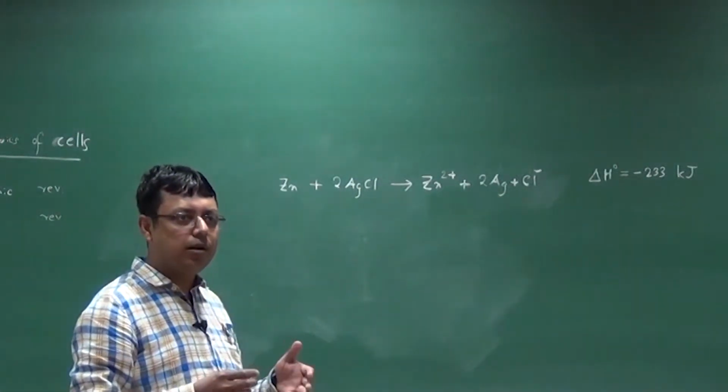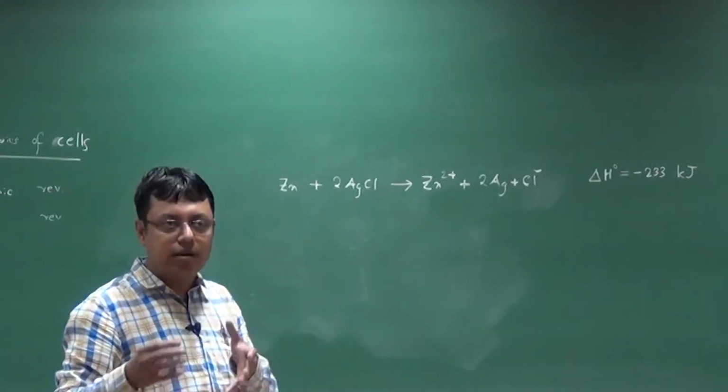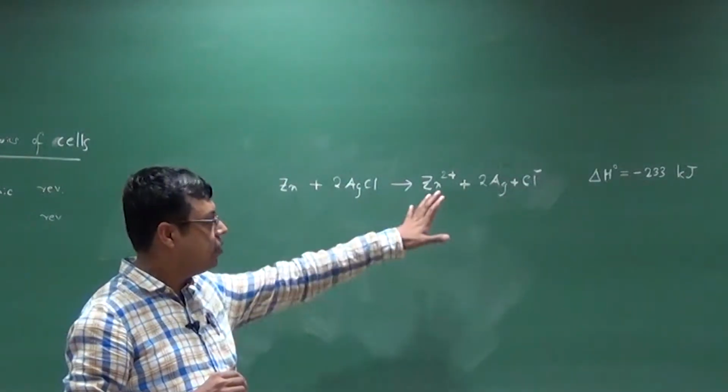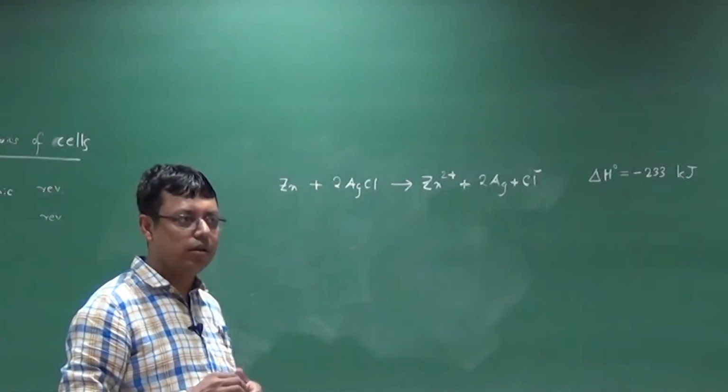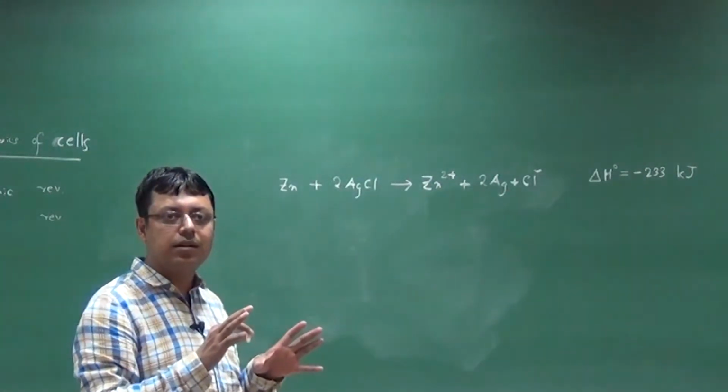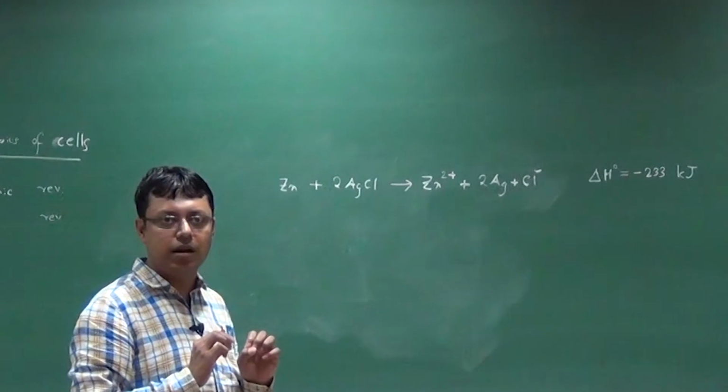Now if I dip it in a calorimeter, I will see a temperature rise, and if I know the material of the calorimeter, I can always know the specific heat. From that I can calculate the heat of the reaction, which also matches with the thermodynamic data. We are trying to make everything conceptually very correct.